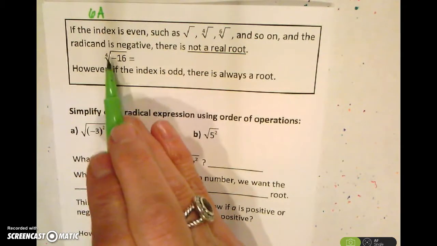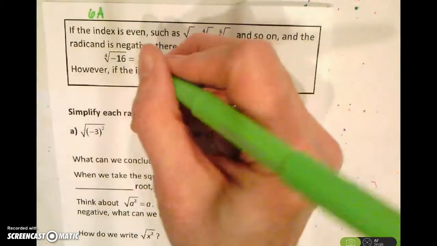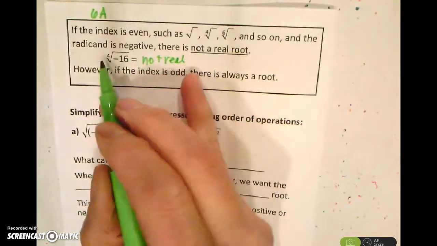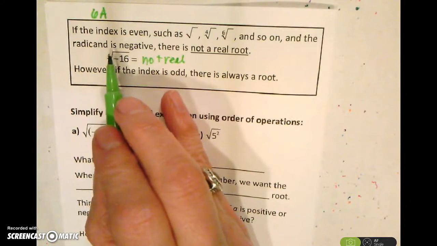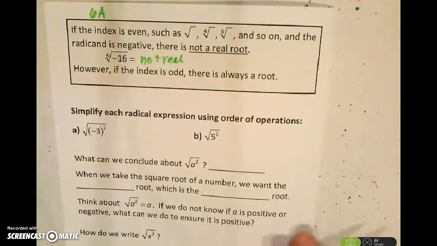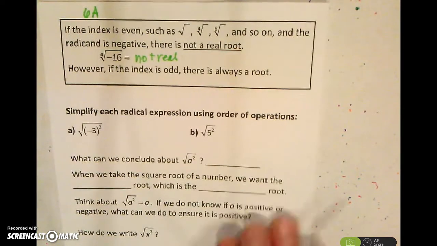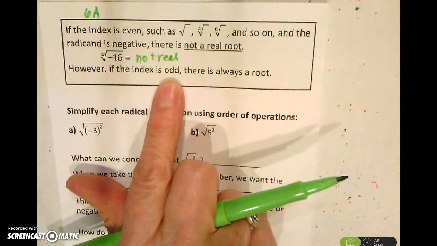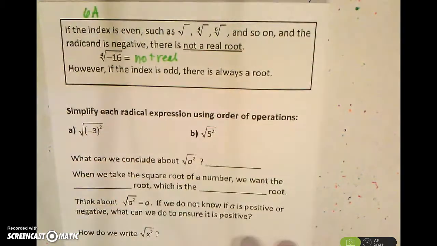So, for example, the fourth root of negative 16 is not real. Not only is that true for square roots, it's true for fourth roots and sixth roots as well. We saw it with the fourth root of negative 1 in the last video. However, if the index is odd, so if it's a third root or a fifth root or a seventh root, there is always a root for it.